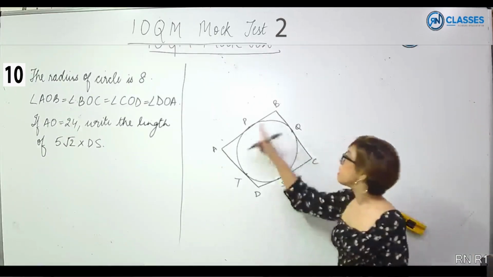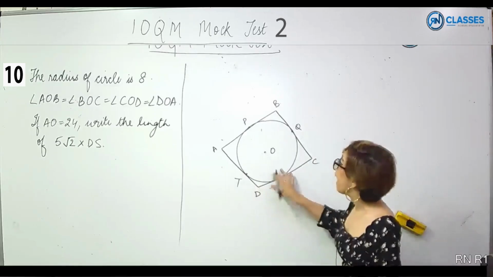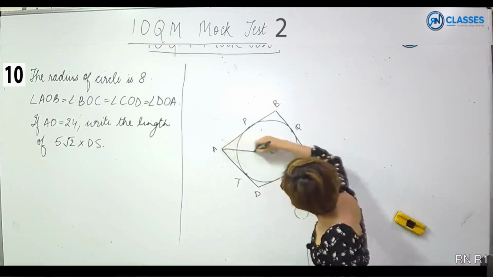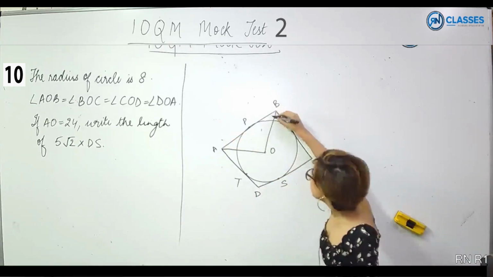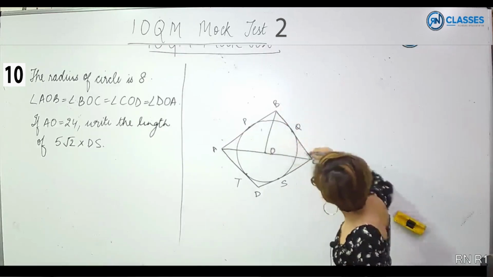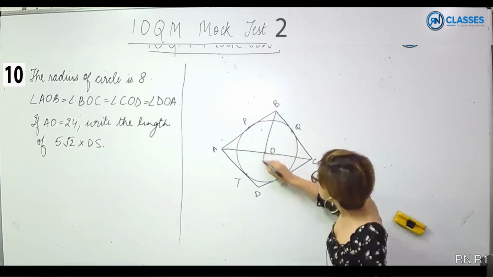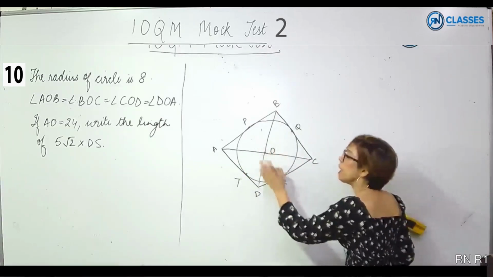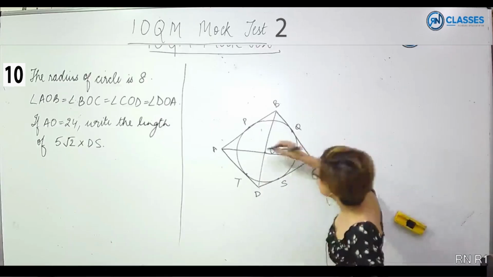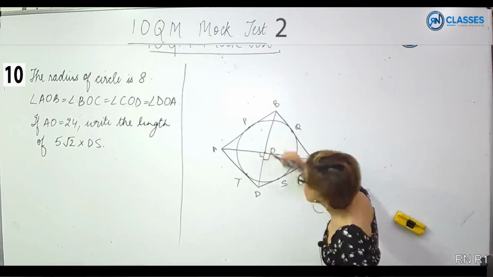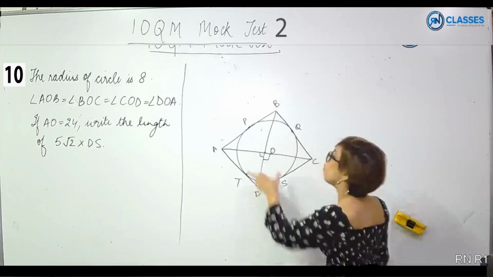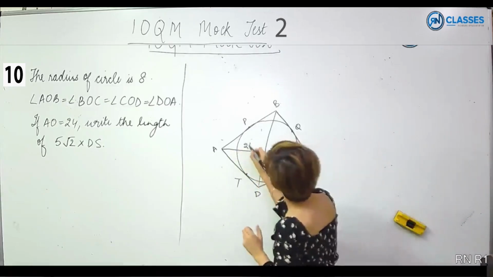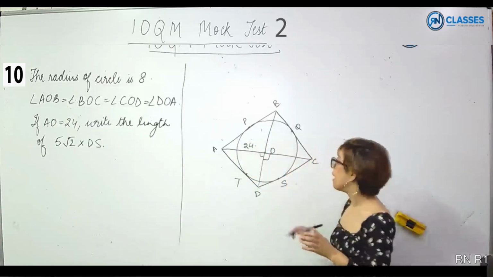Now he says the radius of the circle is 8. Angle AOB, as in this angle, is equal to BOC, as in this angle, is equal to COD, as in this angle, is equal to AOD. Now, if these 4 angles are equal, that means each angle is equal to 90 degrees. So this is 90, this is 90. Maybe I can use it. Now, he says that AO is 24, right? I want to find DS.